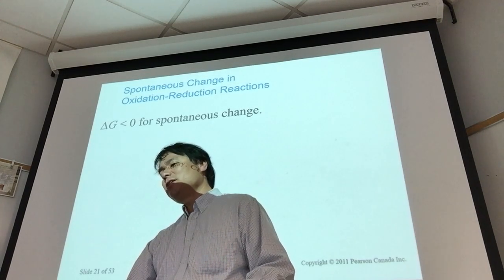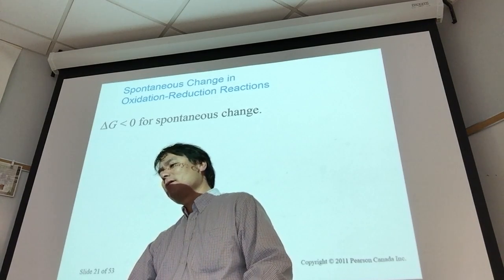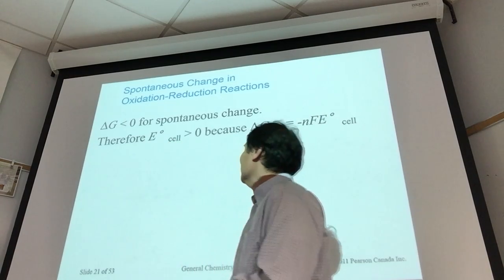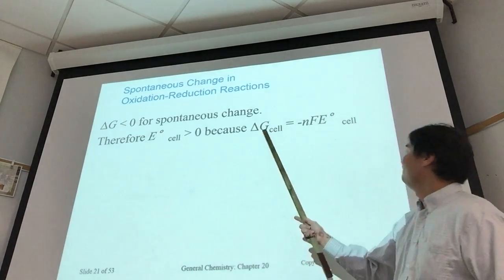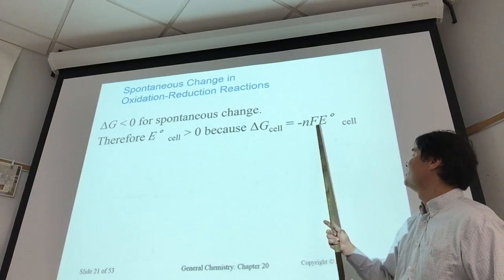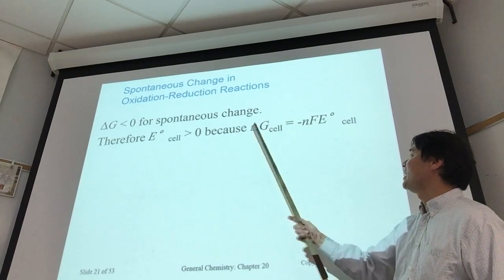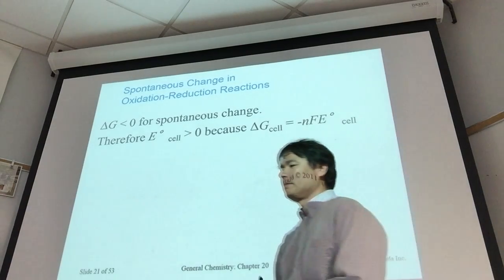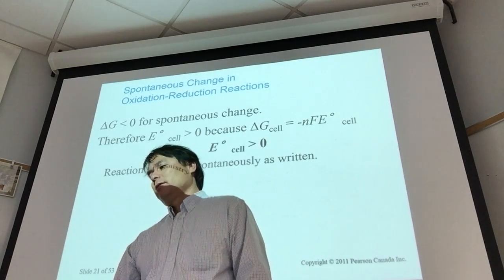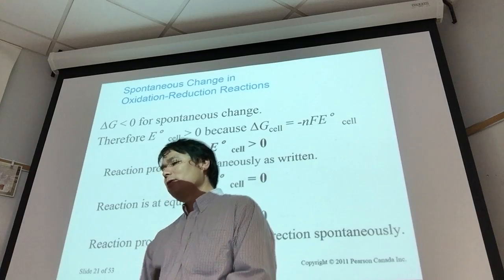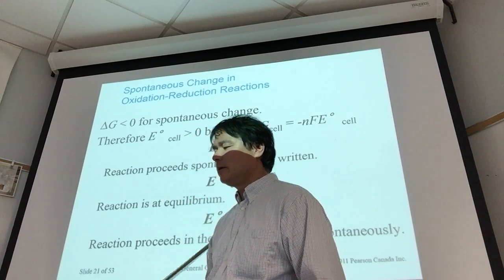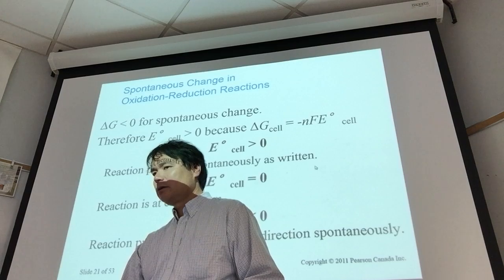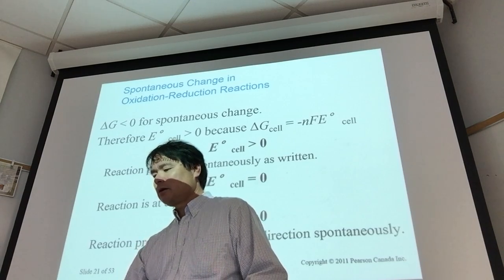Well, we know that delta G less than 0 is spontaneous. Therefore, we know delta G of the cell is equal to minus nFE, so they're opposite in sign. And E naught of the cell greater than 0 is spontaneous. E naught equal to 0 is at equilibrium, and E naught less than 0, we expect the reverse reaction to be spontaneous. We talked about this.